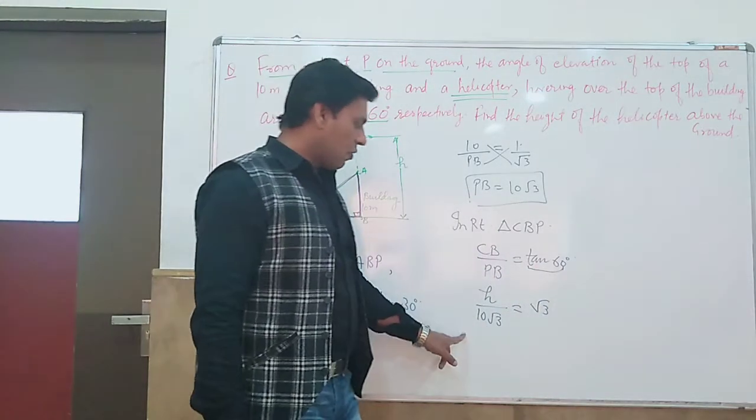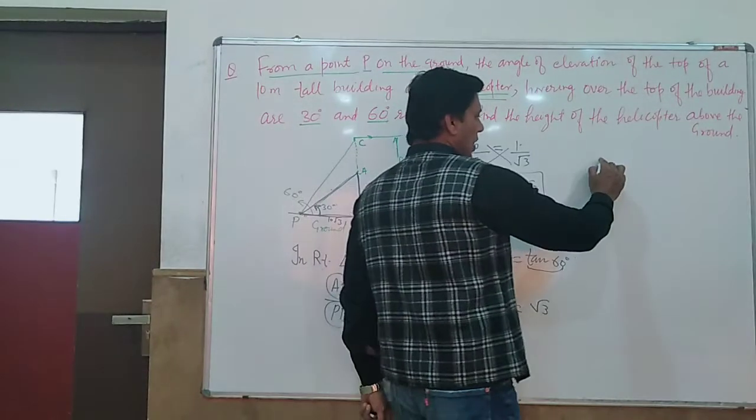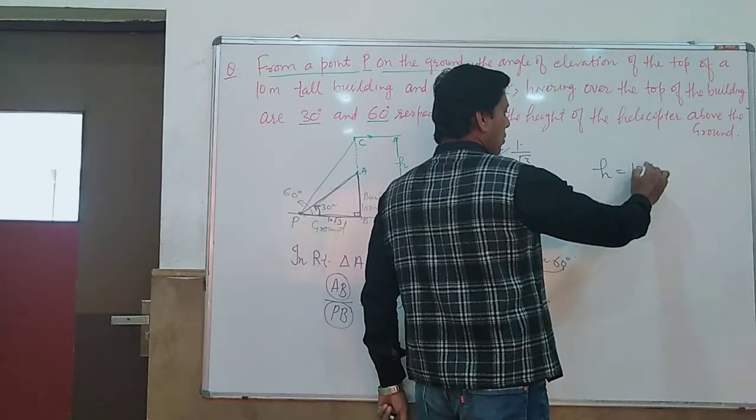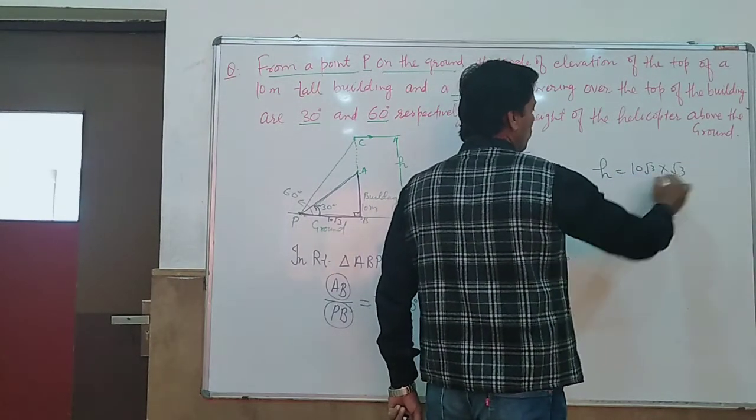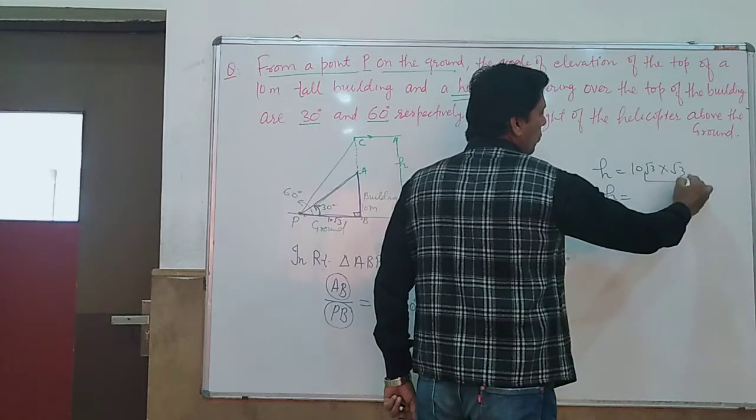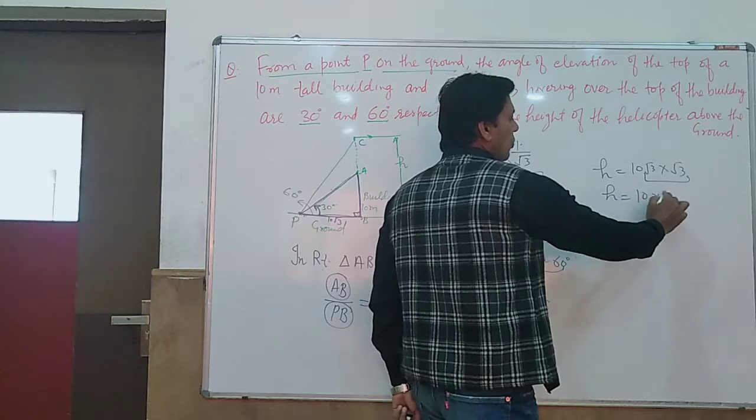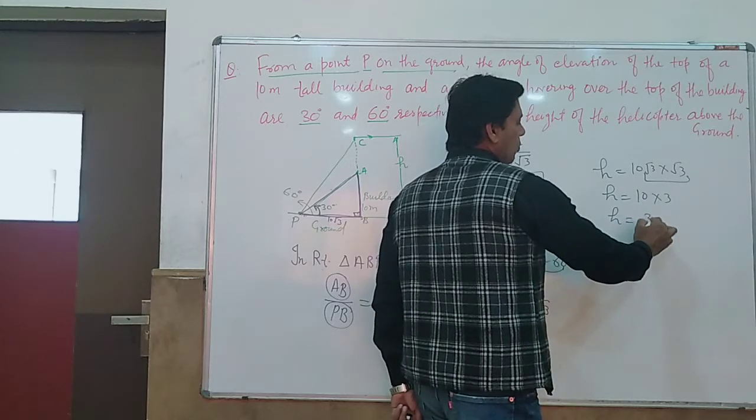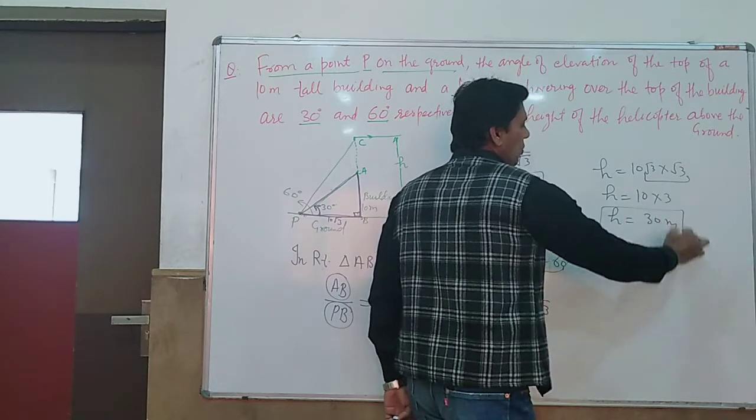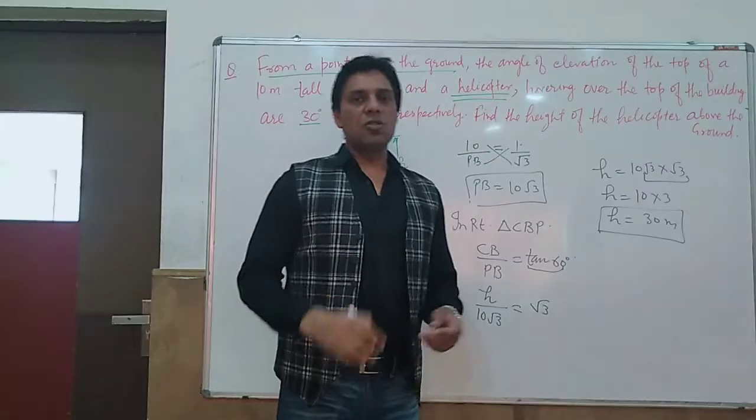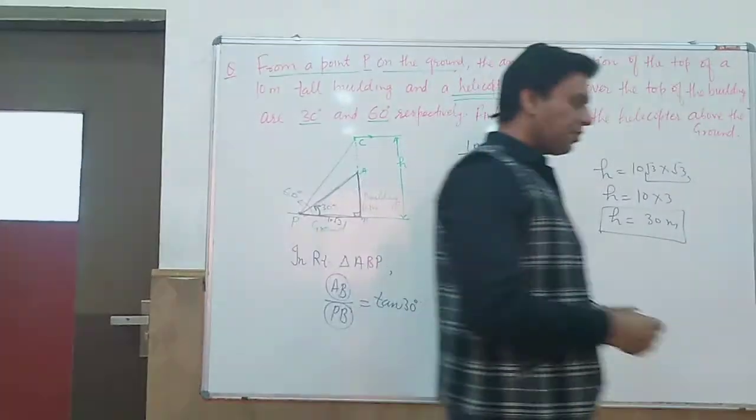So to find h, we can multiply it here. So h will be 10 root 3 into root 3, and you know two square roots become the full number. So 10 into 3, and h is equal to 30 meter. So we have got the answer. For more questions, keep watching.